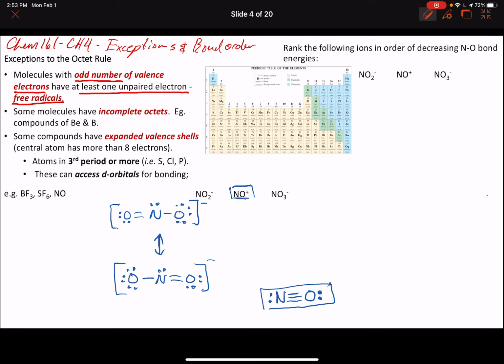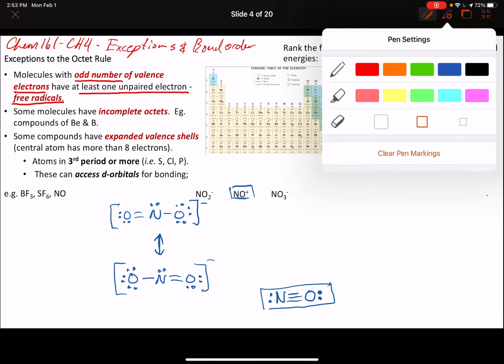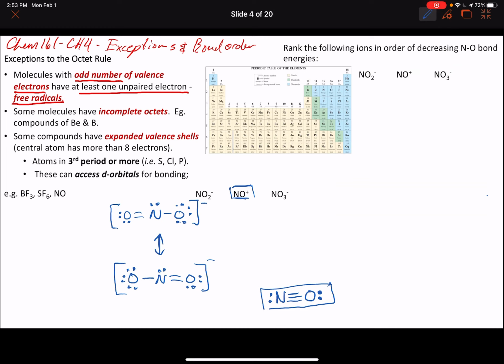Looking at nitrate, NO3 minus. So 3 times 6 for the contributions from oxygen. We have nitrogen providing 5 electrons, and we have the minus charge, and that's going to provide 1. So we've got 18 plus 6, 24 valence electrons to work with for this structure. Nitrogen in the middle, oxygen, oxygen, and oxygen.